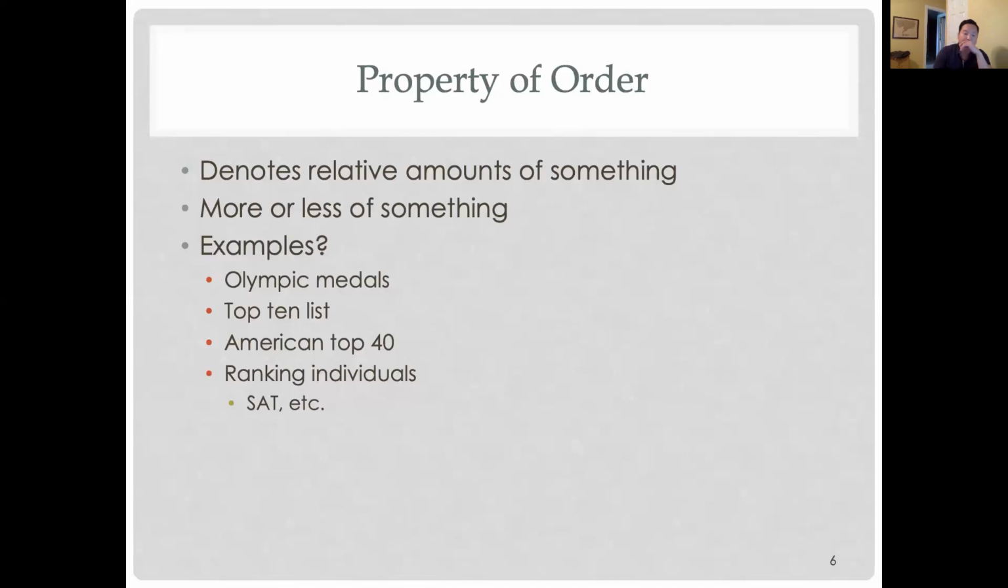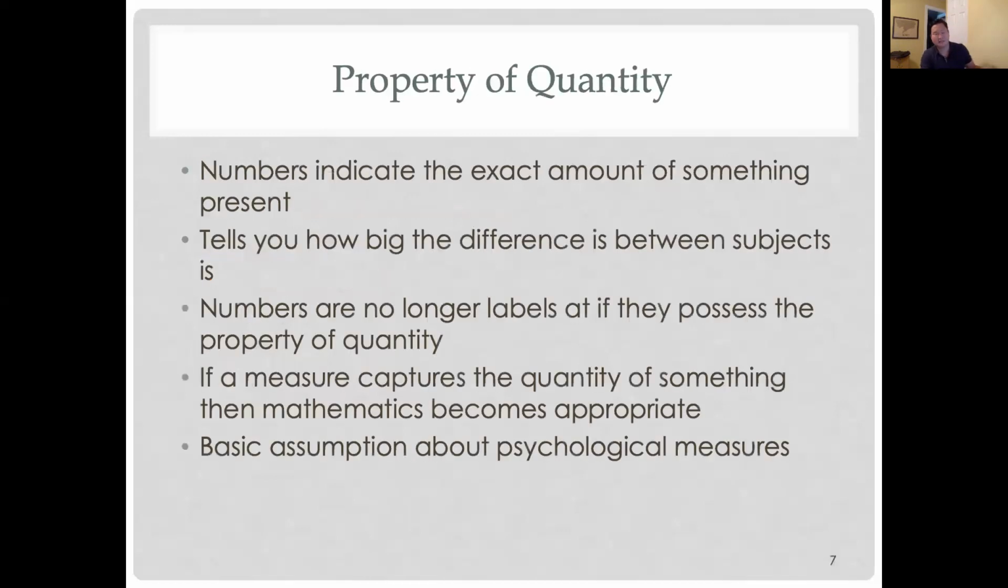If we're talking about admitting people to graduate school, we want the top 10 people. We don't care necessarily how good they are. We have 10 slots and we want to take the first 10 that are the best. But if you have a specific cutoff point, for example, you need to have a GRE score or a GPA of X, then you want properties of quantity.